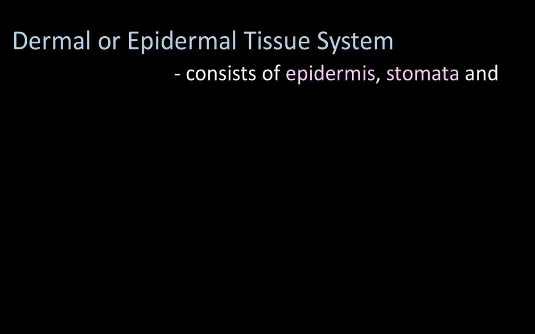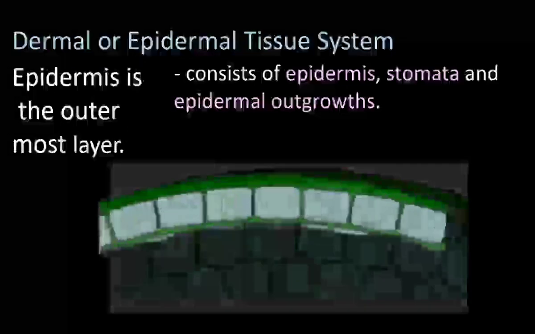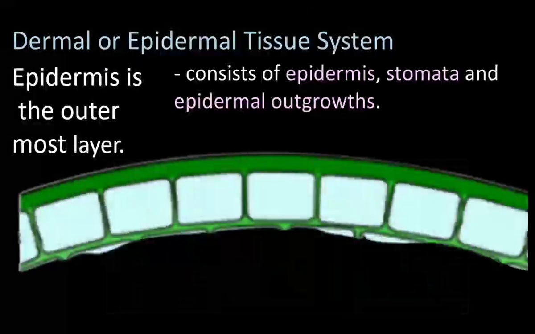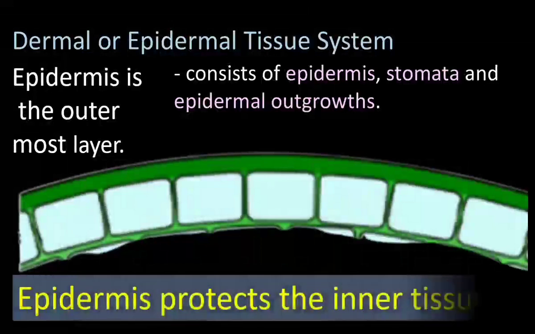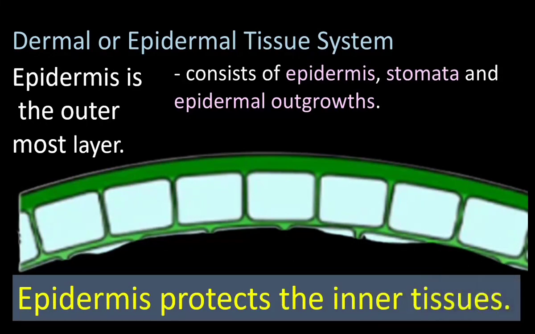Epidermal tissue system or dermal tissue system forms the outermost covering of plant body. It is made up of epidermis, stomata and epidermal outgrowths. What is epidermis? Epidermis is the outermost layer. It is made up of single layer of cells. This is epidermis. It is the outermost layer. This epidermal layer protects the inner tissues. What is the function of epidermis? Protecting the inner tissues.